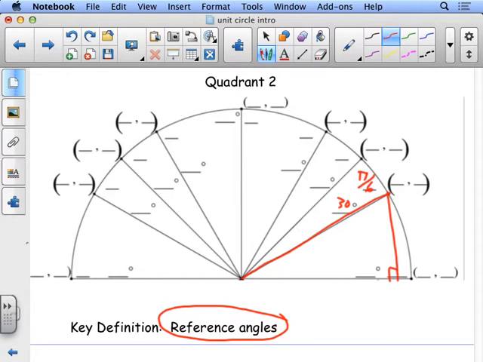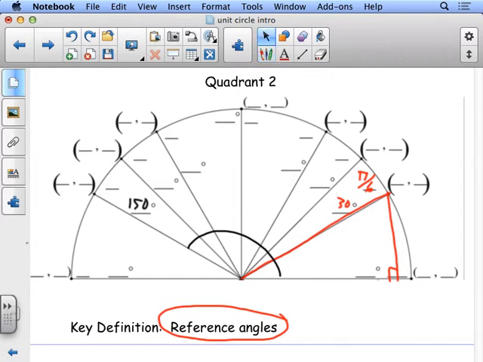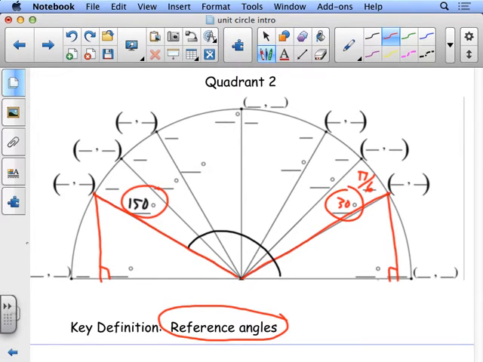Well, if I draw the same triangle, and remember when we're doing our angles, say 150 degrees. Okay? 150 degrees gets us all the way over here. Well, watch what happens when I draw this triangle. Whoa. So 150 degrees and 30 degrees. Both of them have a radius of 1. That doesn't change.